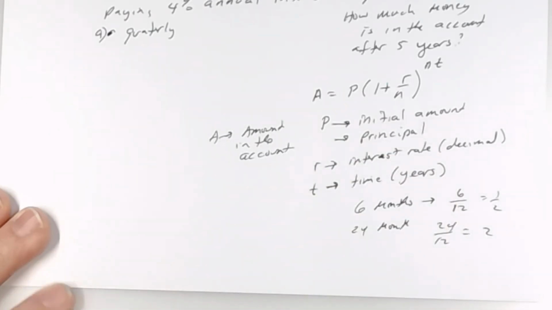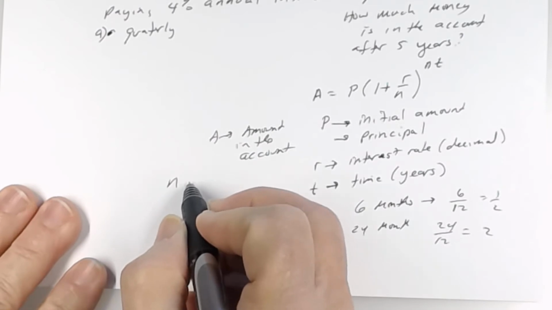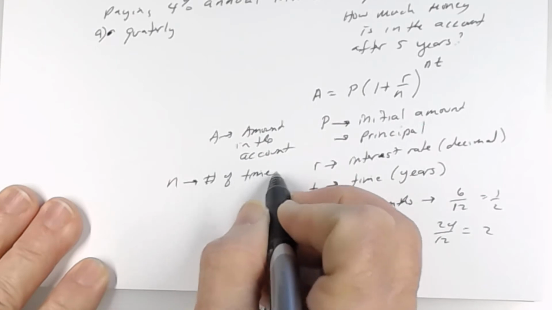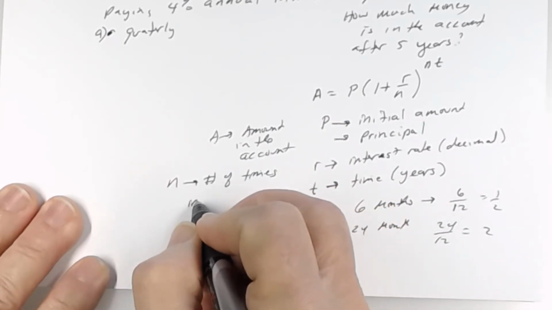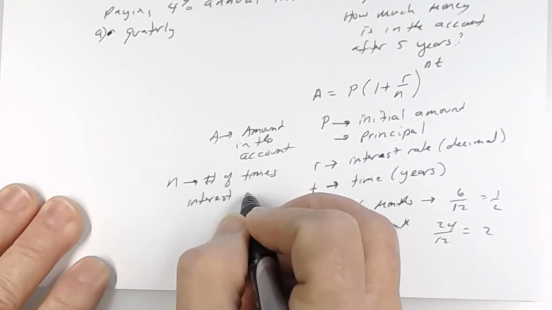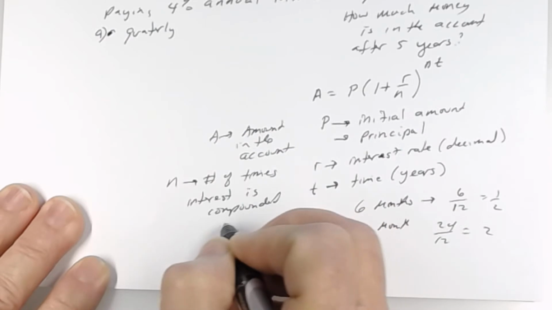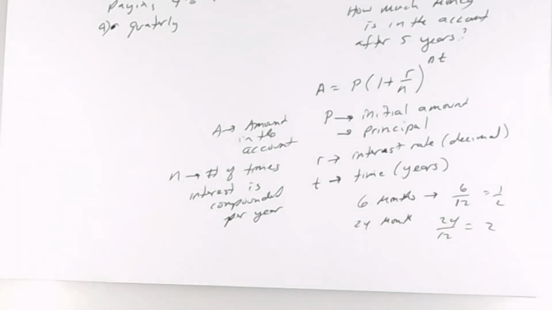So the amount in the account. Let's talk about N though. So N, listen carefully. Listen carefully to this. N is the number of times interest is compounded per year. The number of times interest is compounded per year.